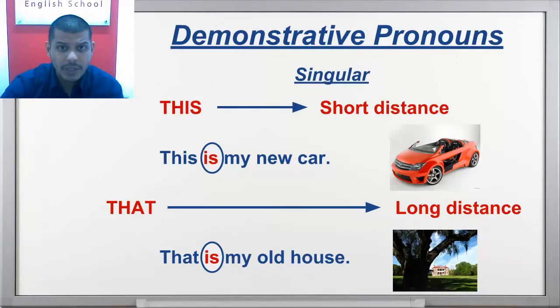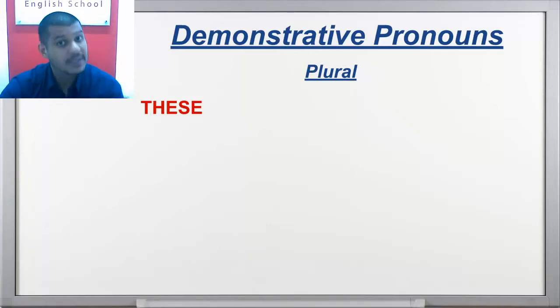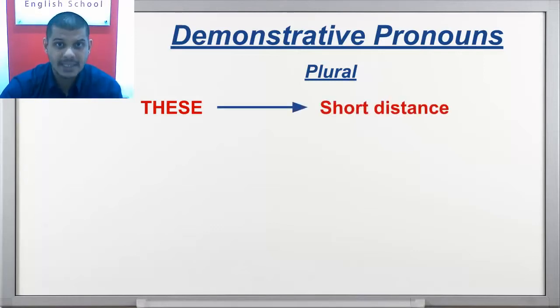Now, my friends, I'll continue talking about demonstrative pronouns. But now I'll talk about some demonstrative pronouns in the plural, okay? I will start talking about these, right? Attention to the pronunciation. These, okay? So, very similar to this, which is singular. This is singular. These represents the plural, okay? And these also is about short distance, okay?